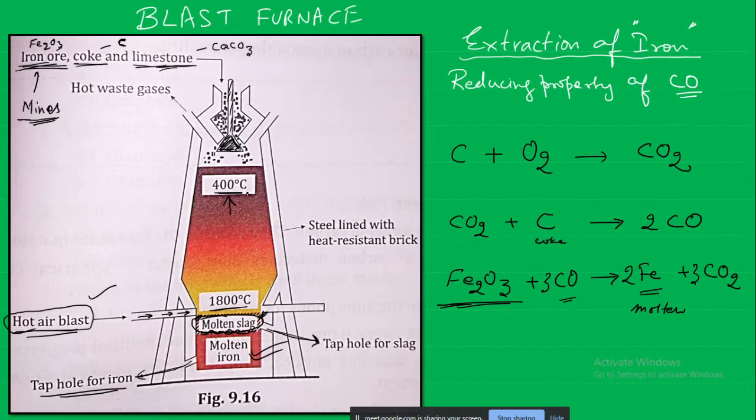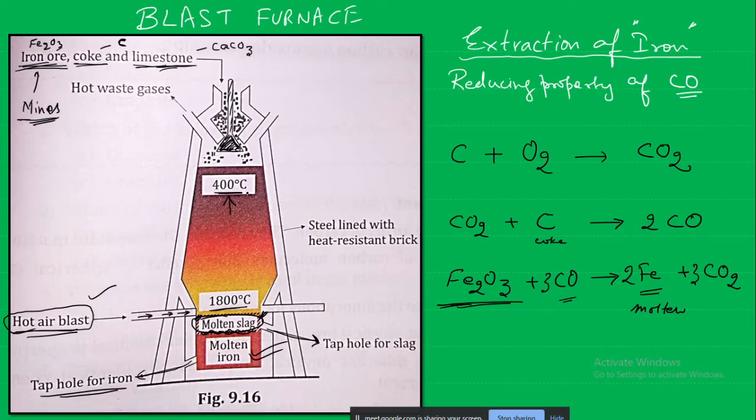Once it has been heated, the iron industry will continuously do the production of iron. So this is overall how the reducing property of carbon monoxide is used for making iron from the iron ore, that is the iron oxide. Is it clear? Any doubt you have in this?